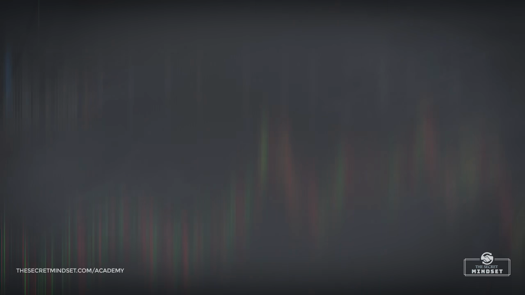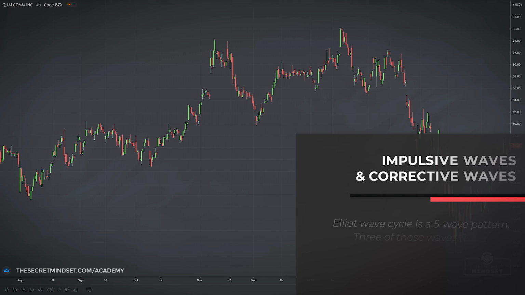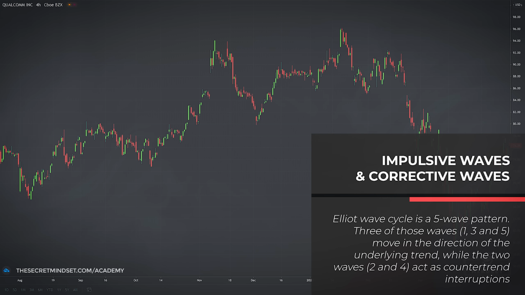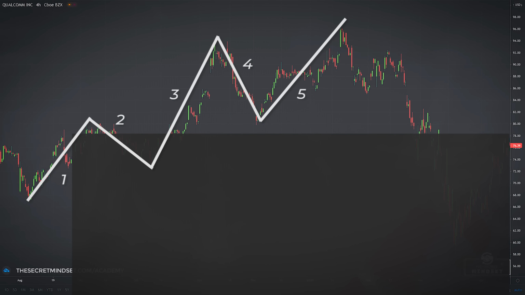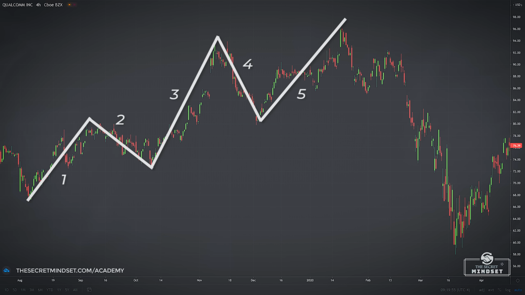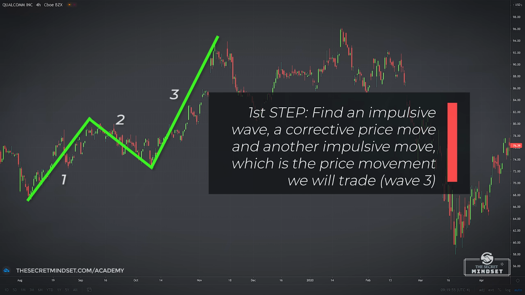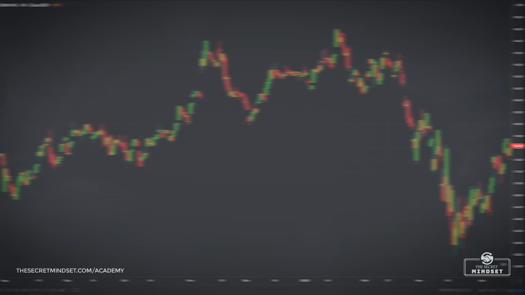Price within all major financial markets tends to move in a fairly predictable manner. Essentially, the market is composed of impulsive price moves and corrective price moves. An Elliott wave cycle is a 5-wave pattern. 3 of those waves, 1, 3 and 5, move in the direction of the underlying trend, while the other 2 waves, 2 and 4, act as counter-trend interruptions or retracements. Because Elliott waves are subjective, I decided to focus only on the first 3 waves: an impulsive wave, a corrective price move, and another impulsive move, which is the price movement we will trade.